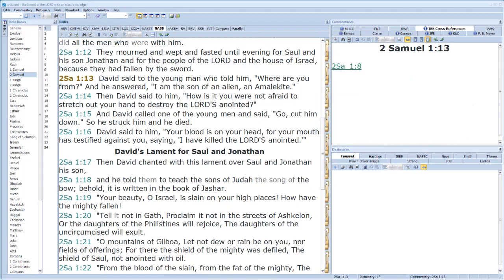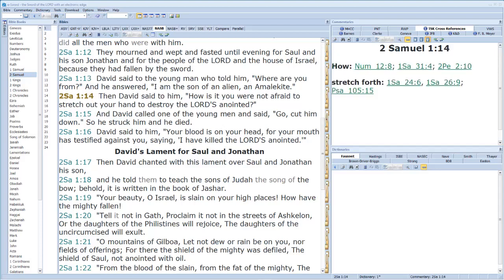But anyway, he was an Amalekite. And verse 14 says, "Then David said to him, 'How is it that you were not afraid to stretch out your hand and to destroy the Lord's anointed?'" So David asked him, why in the world would you think you could kill Saul, the Lord's king, the king of God's people? Now, what this teaches us is a couple of things.